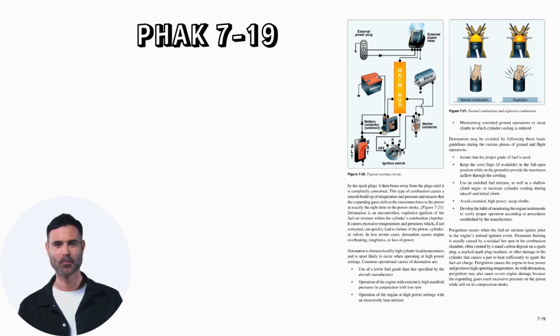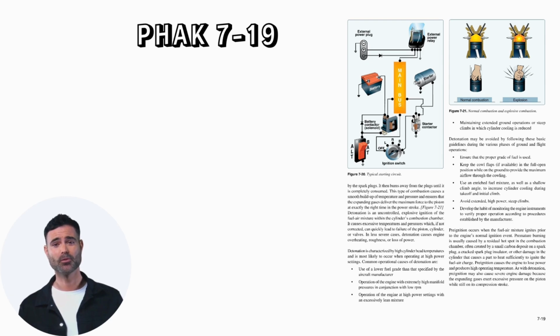Develop the habit of monitoring the engine instruments to verify proper operation according to procedures established by the manufacturer. Pre-ignition occurs when the fuel-air mixture ignites prior to the engine's normal ignition event. Premature burning is usually caused by a residual hot spot in the combustion chamber, often created by a small carbon deposit on a spark plug, a cracked spark plug insulator, or other damage in the cylinder that causes a part to heat sufficiently to ignite the fuel-air charge.